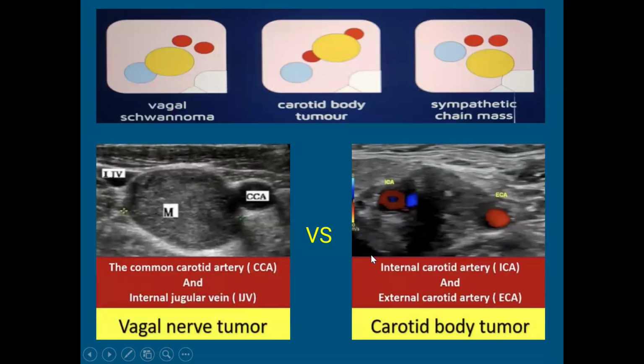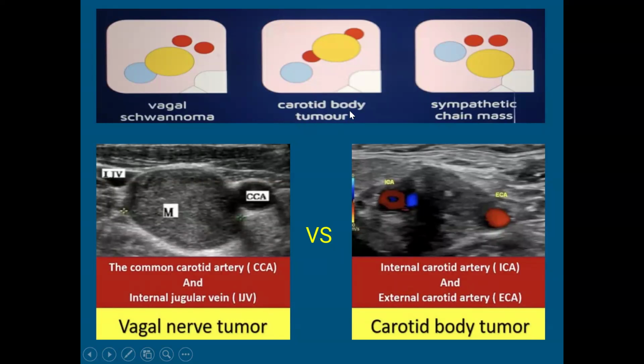Just a few diagrams to show how various carotid sheath pathologies have different relations with the arteries and the jugular vein. Consider this yellow circle as the mass arising in the carotid sheath, these red dots as the internal and the external carotid arteries, and the blue one as the internal jugular vein.